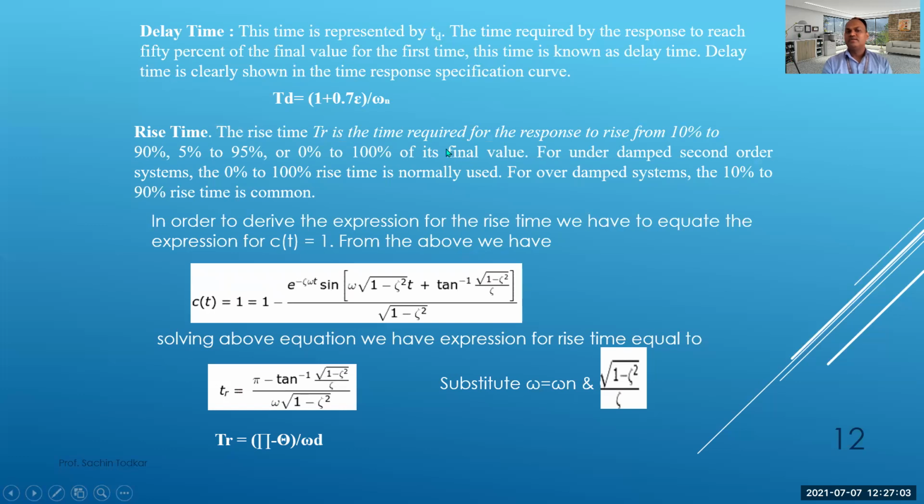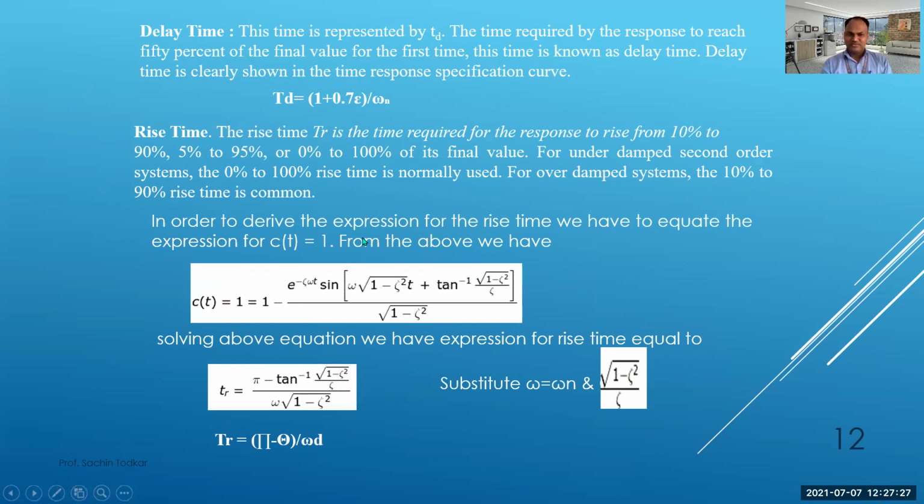Rise time is the time required for the response to rise from 10% to 90%, 5% to 95%, or 0% to 100% of its final value. For an underdamped second order system, 0 to 100% rise time is normally used. For an overdamped system, 10% to 90% rise time is common.